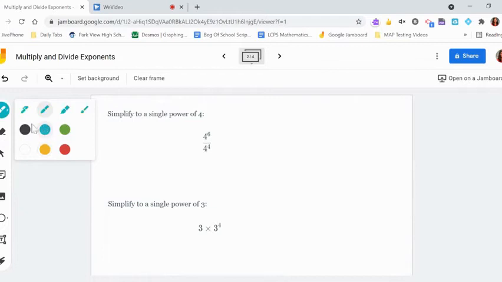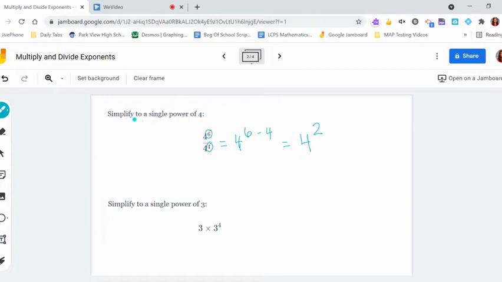All right, on my next slide, it says simplify to a single power of 4. I have 4 to the 6th power divided by 4 to the 4th power. So remember with division, I'm going to subtract. So I'm going to take 6 and subtract 4. So I'm going to do 4 as my base to the 6 minus 4. Well, I know that 6 minus 4 is 2. So this answer is going to be 4 to the 2nd power. It just says to simplify to the single power of 4, so that would be your answer for now. You can simplify that, 4 squared is 16, but we can leave it like that for now.